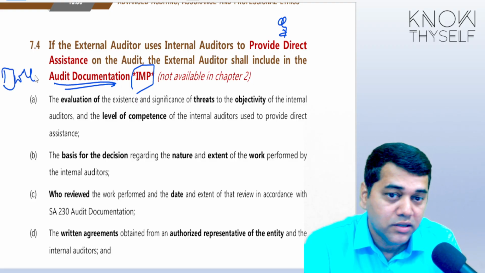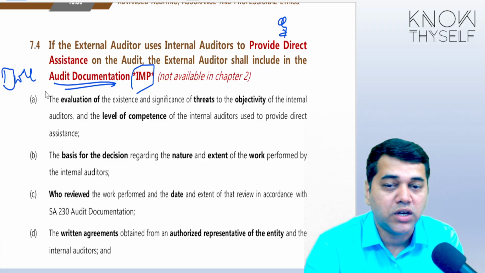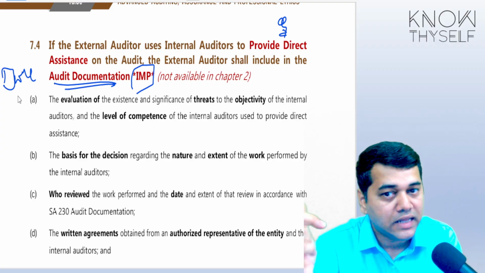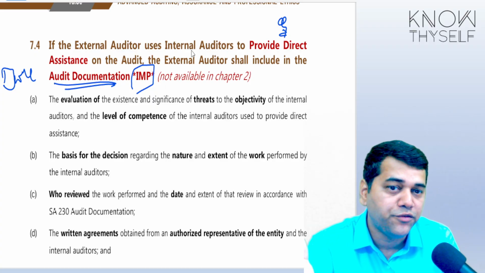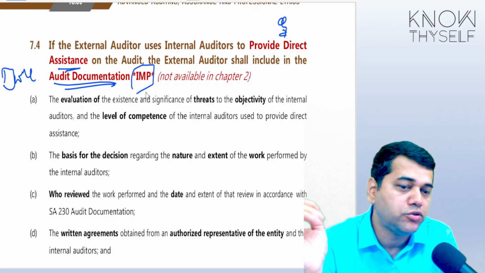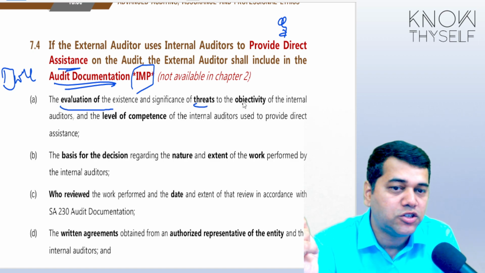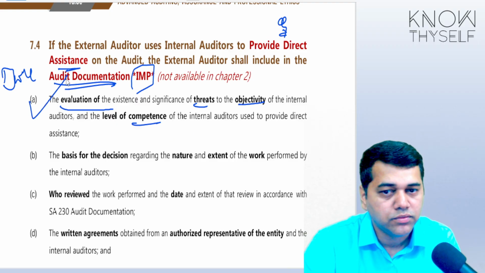Please note, if you open the bare standard, it has told what type of documentation you need to do if you are planning to use the work. That is not told. Leave it. It is out of scope for us. But they told here, if you decide to use the people, what type of documentation you need to do? One, you need evaluation of the threat to objectivity and the level of competence. Anyhow you have to do that.